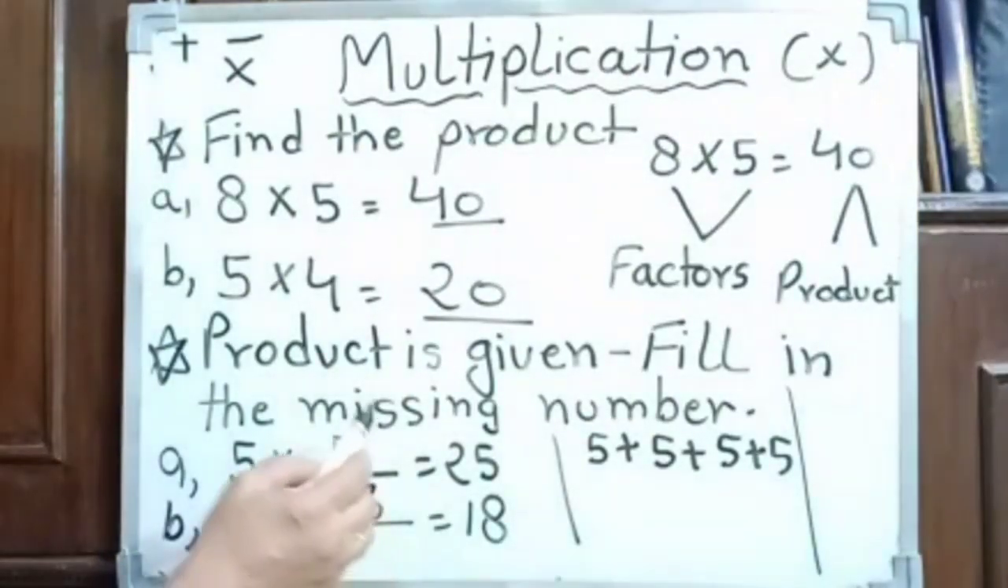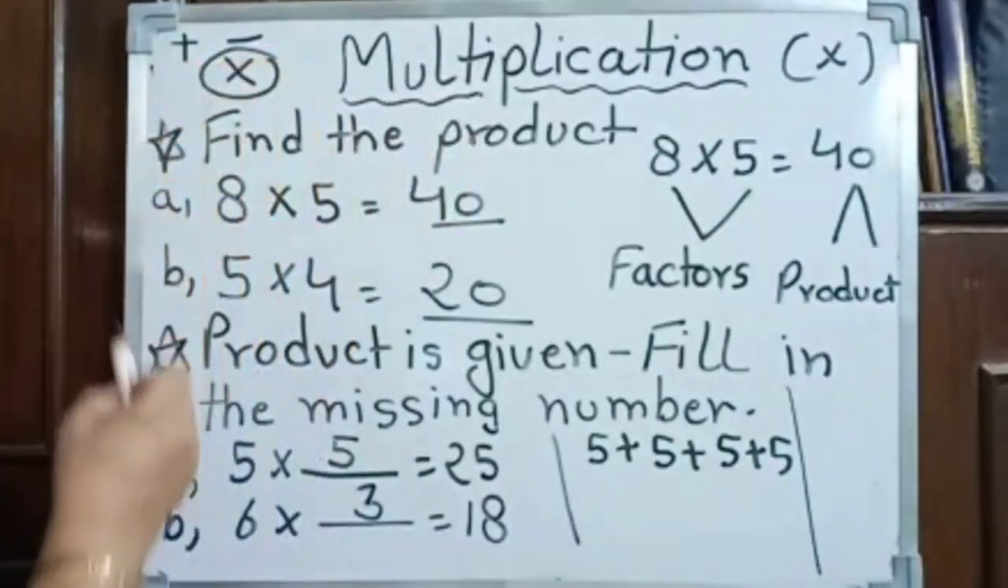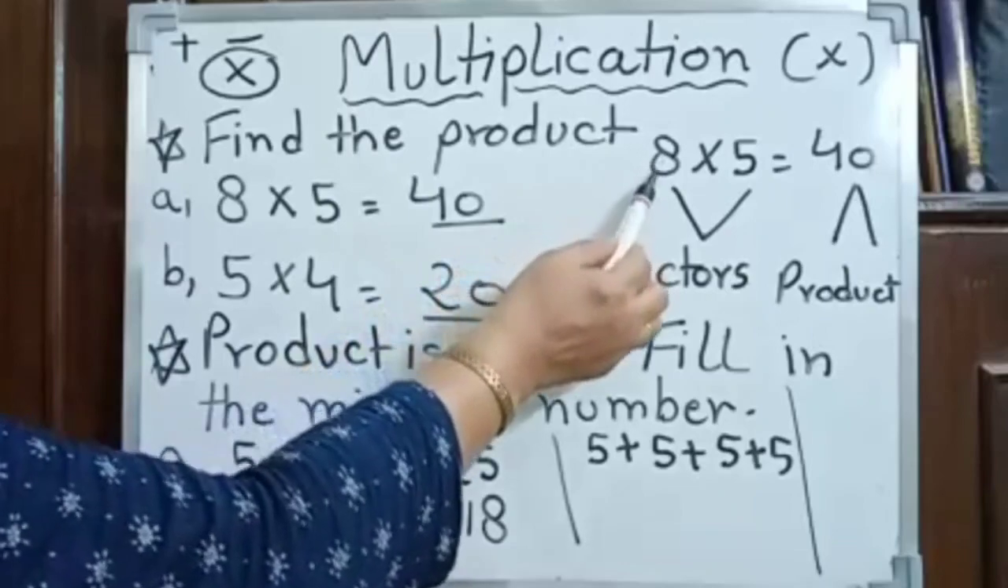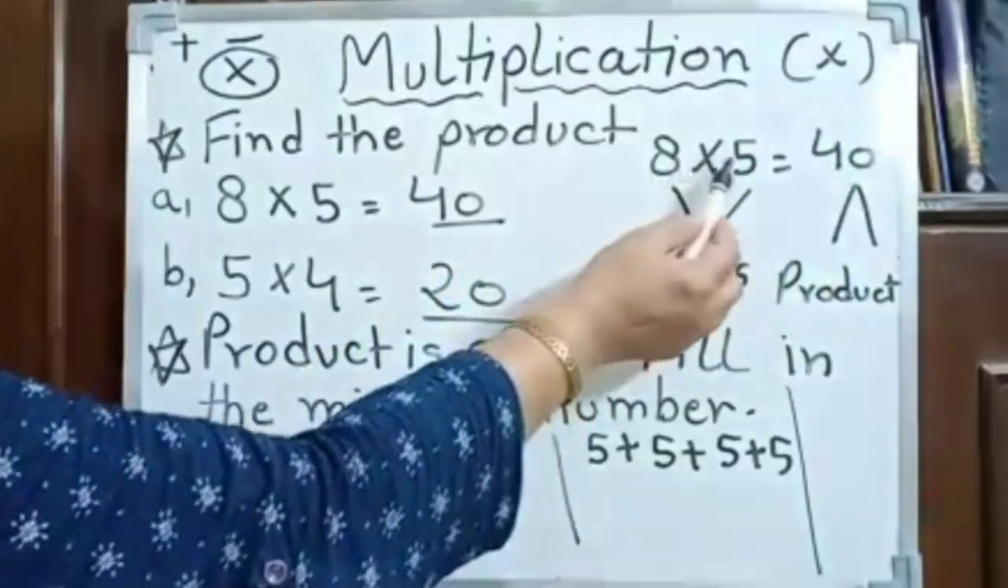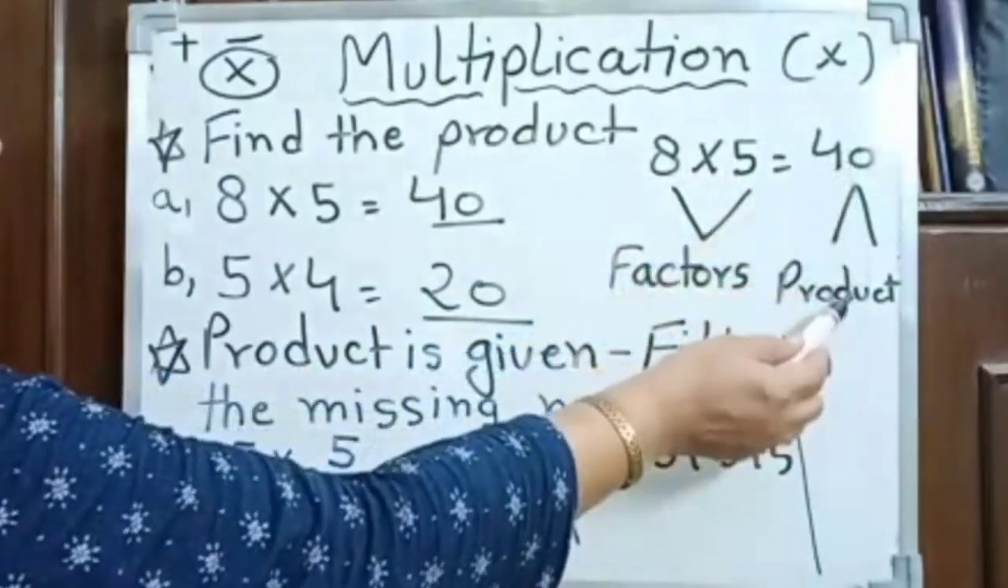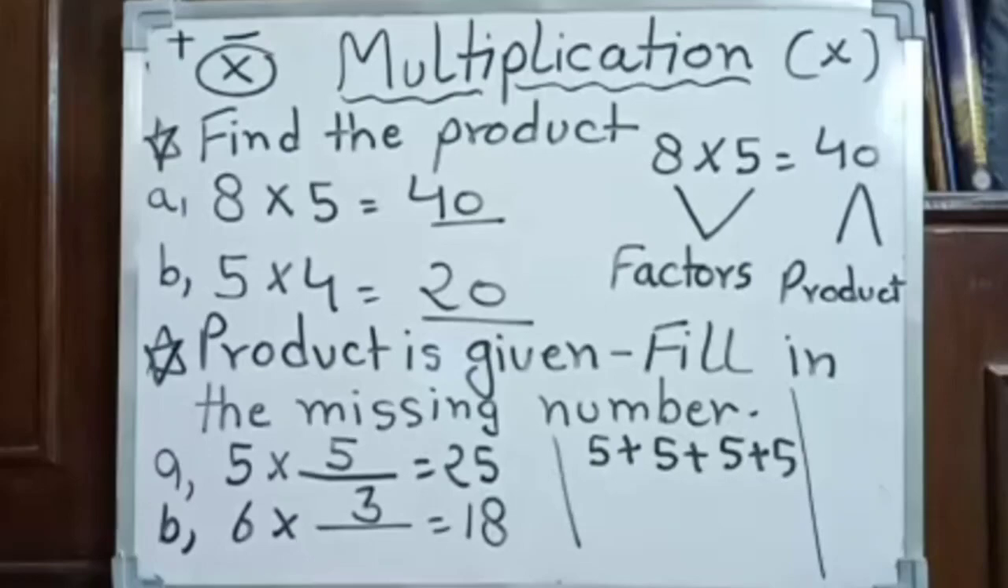Again, I am repeating: the multiplication sign is this one. 8 into 5 is equal to 40, which means 8 5s are 40. 40 is the product, and 8 and 5 are the factors.